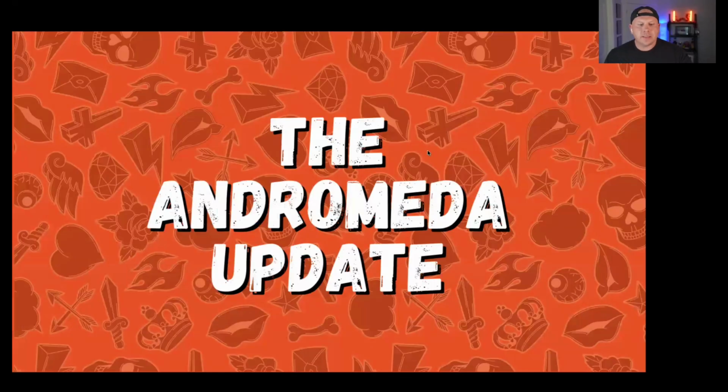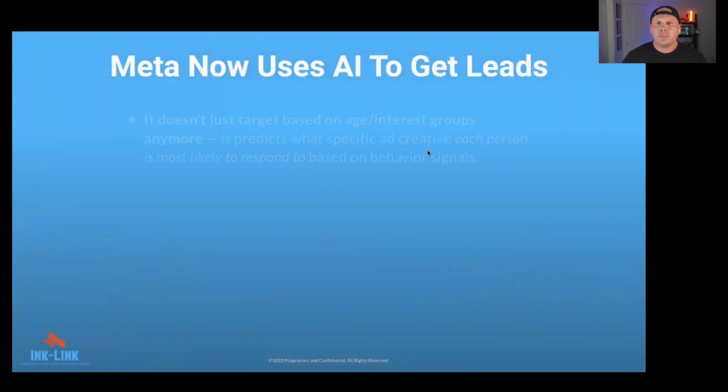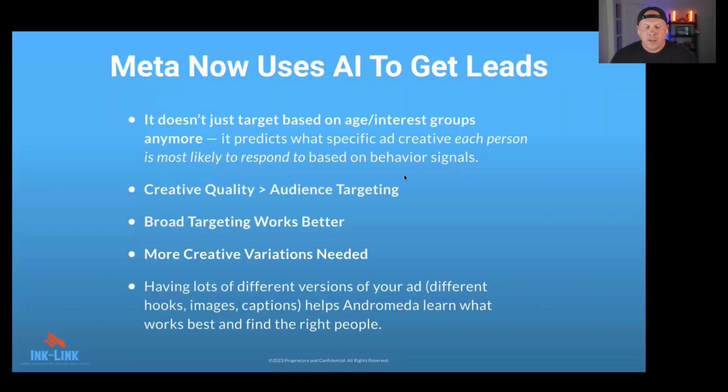Then the Andromeda update. So this is what Meta released about 4 months ago, I think. And it's slowly being pushed into more and more ad accounts. I don't know if it's in every ad account yet, but it's getting close. And this is where they want you to use their AI algorithm to do the targeting for you.